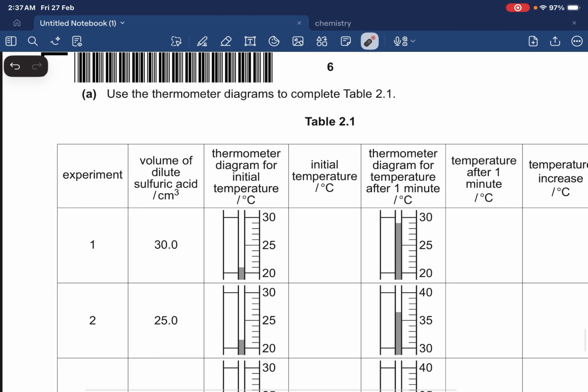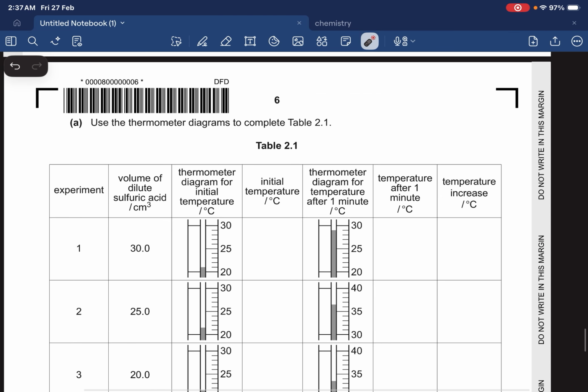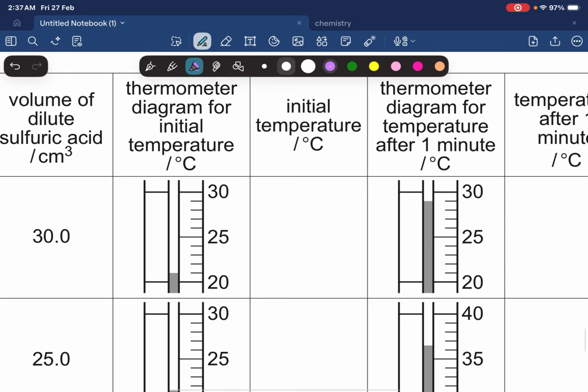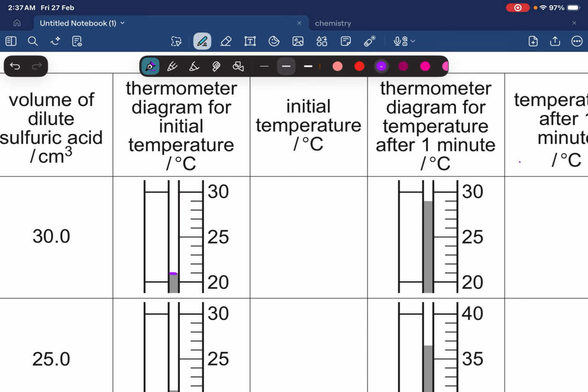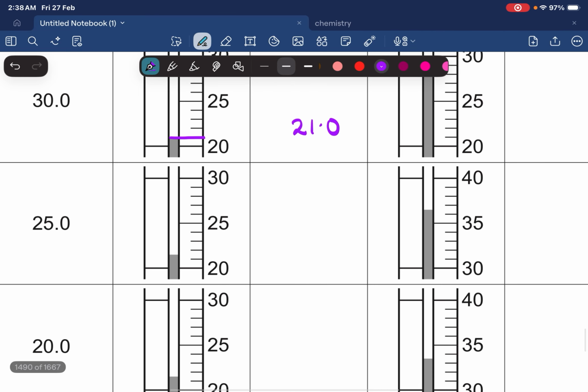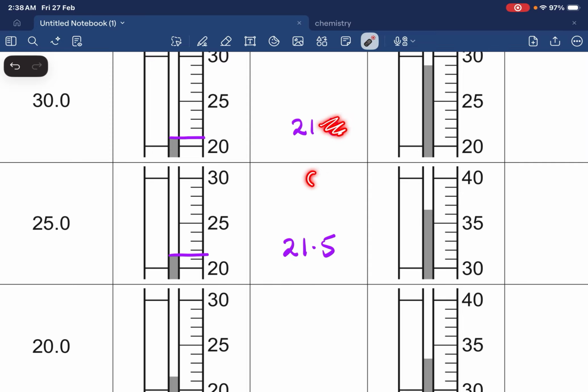So over here, we write the initial temperature, and we write the temperature after 1 minute, and then the temperature increase. So we have to be careful. This is exactly at the 21.0 mark. This is exactly at the 21.5 mark. You have to be careful with your decimals. If you just write 21 and you don't write the 0, you're going to get a 0, right? So you have to write the 0 so that you don't get a 0. Okay.